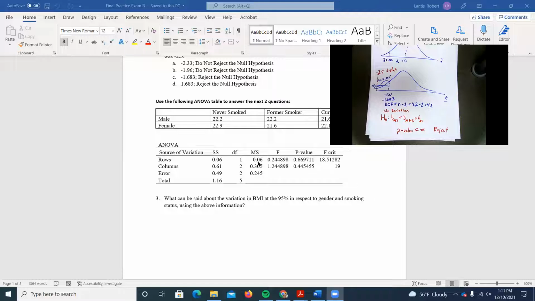Okay. But maybe on the exam, I give you something a little bit more interesting, like this, right? So now looking at these p-values, there's no variation in BMI with respect to gender, but at the 95% significance level, I could reject the null, right? 0.04 would be less than 0.05. So if this was my p-value, I could say that I did find that there was variation in BMI with respect to smoking status. But with the numbers given, there was no variation.